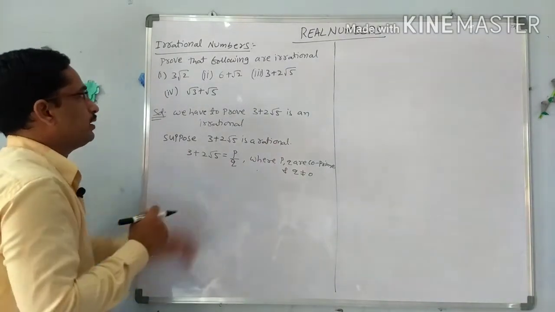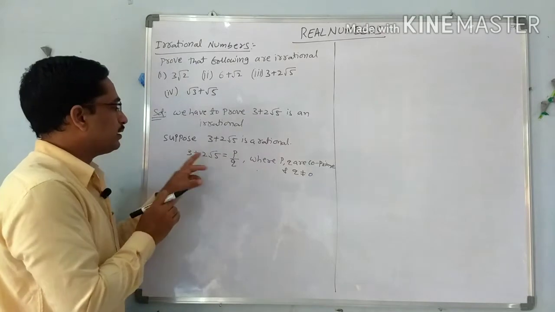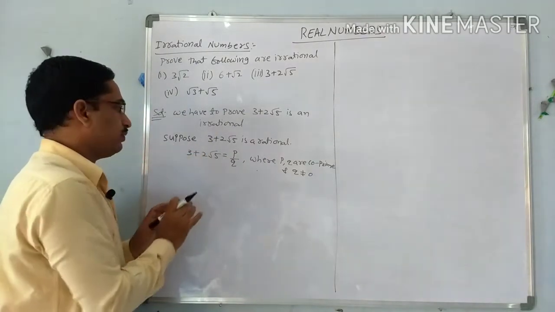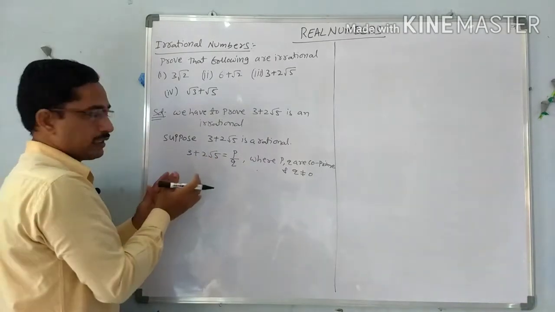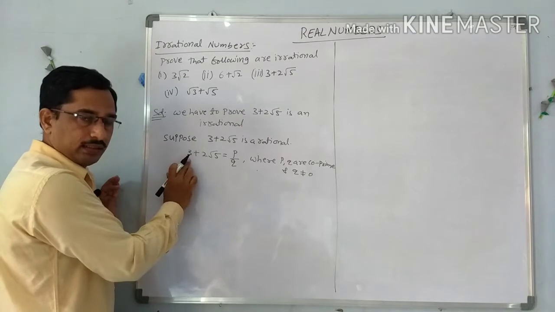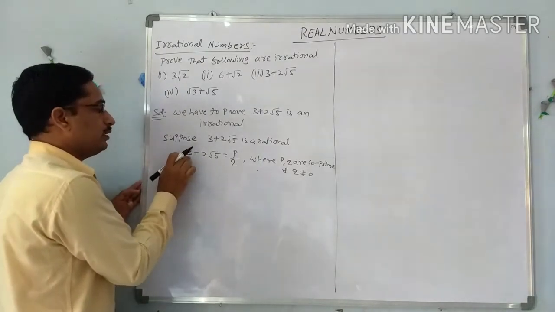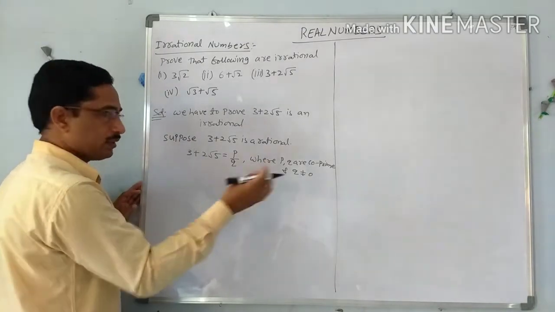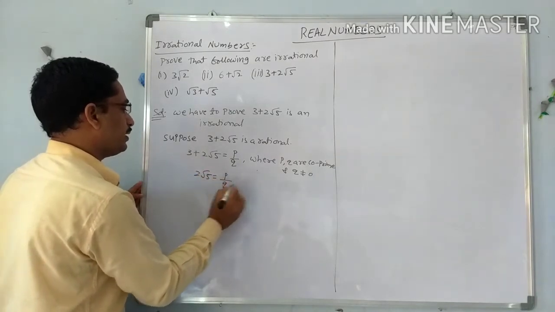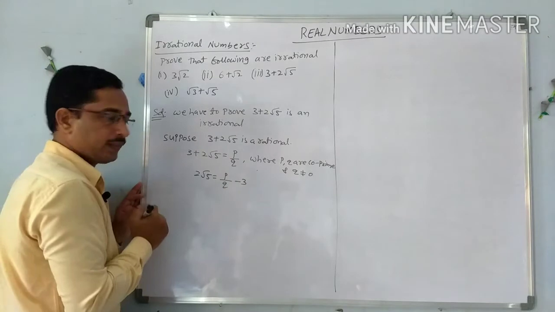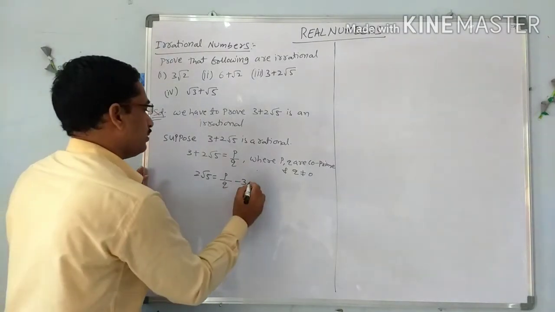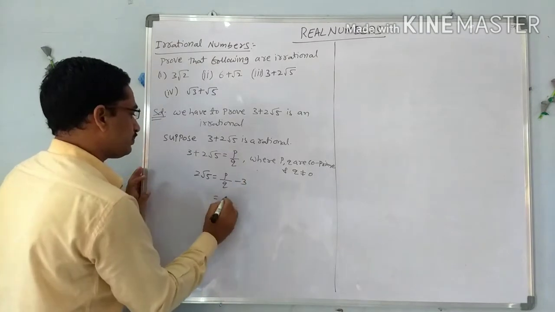I already told in the previous problems that we have to make the root terms single, which means we transpose all the terms to the right side and keep the root 5 term as it is on the left side. So transpose 3 to the right side; here the symbol of 3 is plus. If you transpose it to the right side it becomes minus, so 2 root 5 equals p by q minus 3.